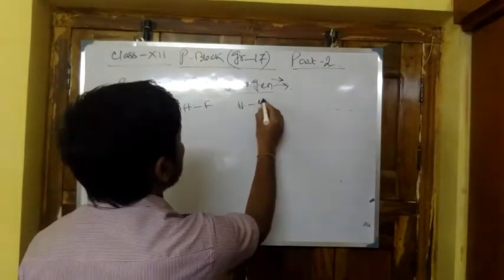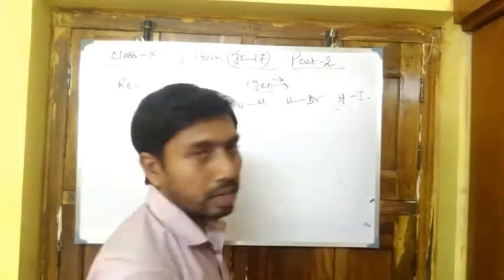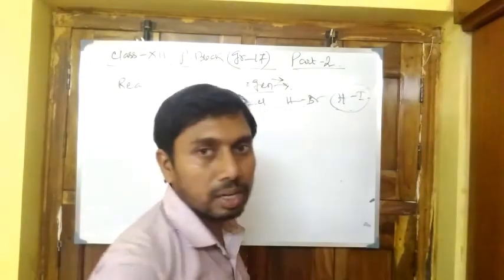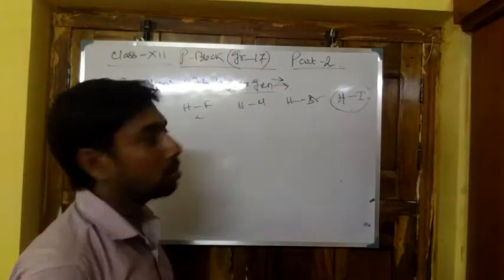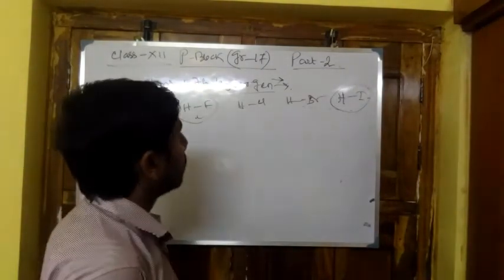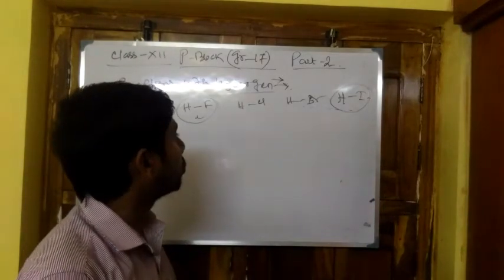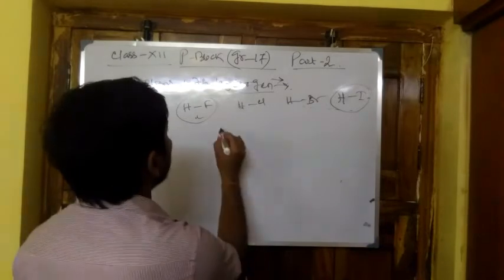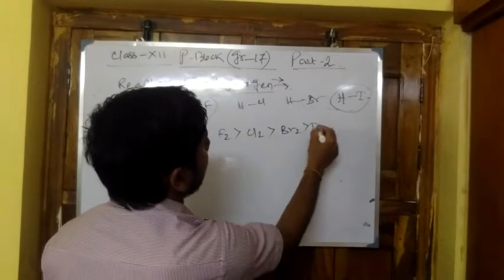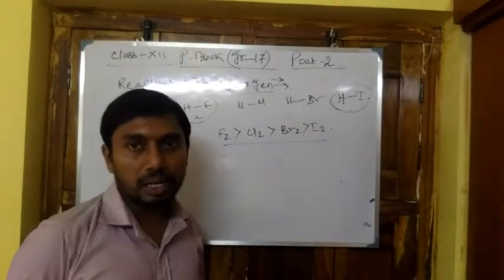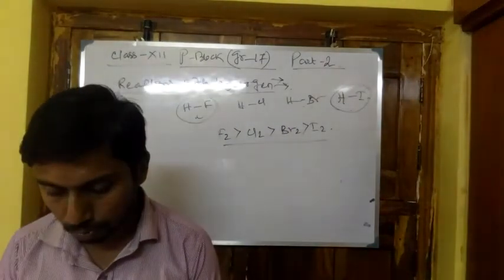HF, HCl, HBr, and HI. So HI is very less stable, because of very low bond dissociation energy, and HF is strongly stable. So as it is more stable, the tendency to form compounds with hydrogen is maximum for fluorine. So here also the order is F2 greater than Cl2 greater than Br2 greater than I2. So the tendency of the halogens with the hydrogen decreases down the group.